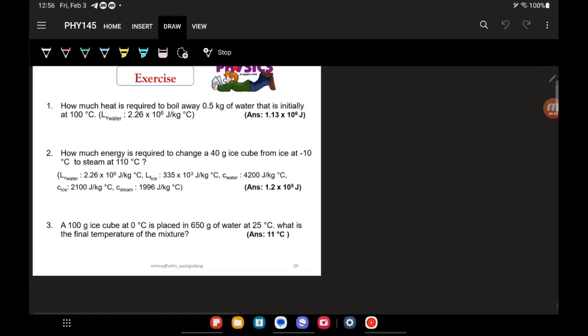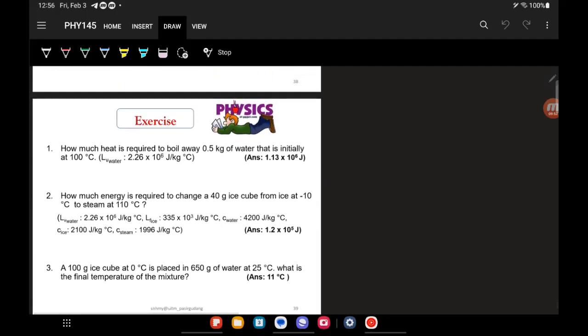Okay, so that's all. Let's try one of the examples here. If you look here, let's try number 2. How much energy is required to change a 40 gram ice cube at negative 10 degrees Celsius to a steam of 110?